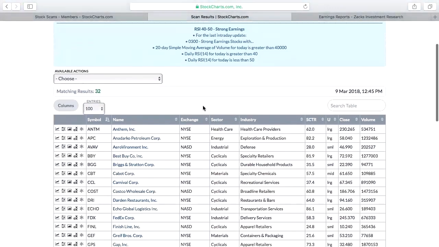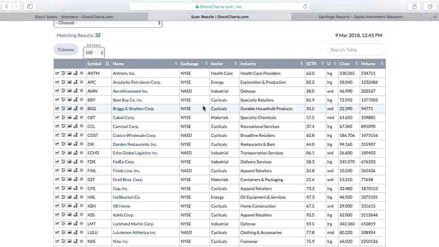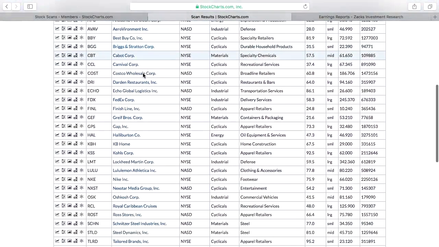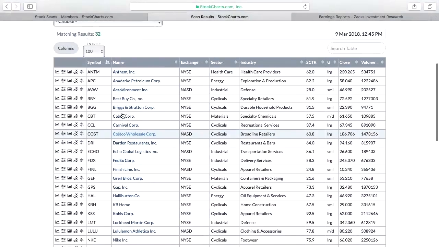So here, let's run this scan. Now, on this one, I got 32, and you'll notice that these are a little different than the others. The others were based on volume. This is based on pullback. Now, it could be a heavy volume pullback. We might see a stock on here that was on the other list. I'm just kind of going through quickly to see if I see any. No, I don't really see any.